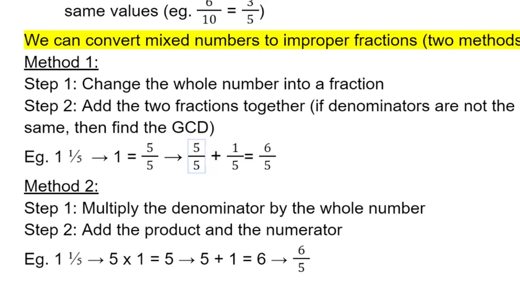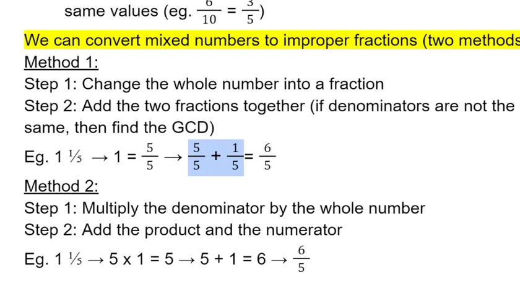But with this example, I have 5 over 5 plus 1 over 5. And when we're adding and subtracting fractions, we never add or subtract the denominators. We only do it to the numerators. So 5 plus 1 is 6. And we don't add 5 plus 5 as the denominators, because the denominators always have to be the same thing.